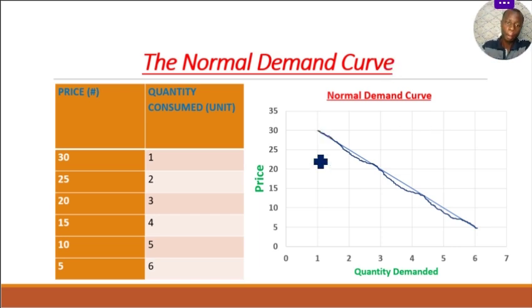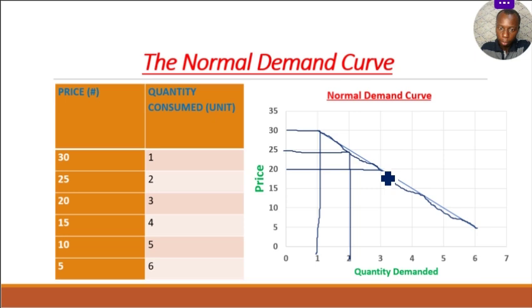And that is why when the price is 30, you demand for just one. As you can see it here, when the price is 25, you demand for 2. When the price decreases to 20, you demand for 3 quantities.